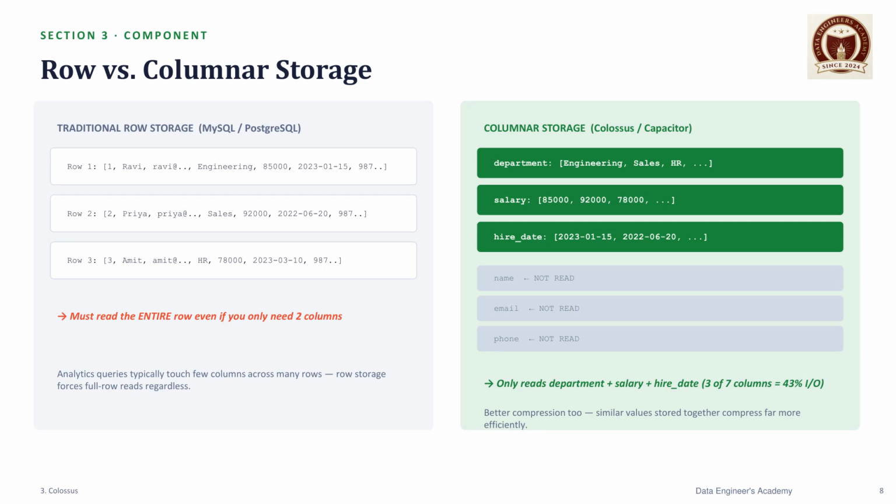In traditional row storage, the entire row is read. But with Colossus's columnar storage, only the required columns are read. For our query, we only scan 3 out of 7 columns, saving a significant amount of disk I/O.